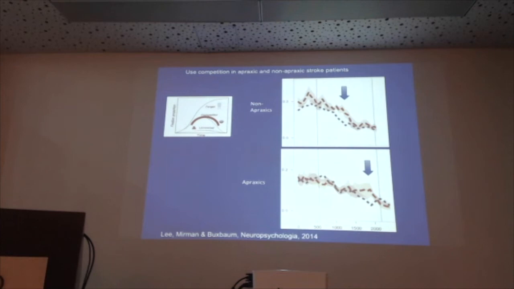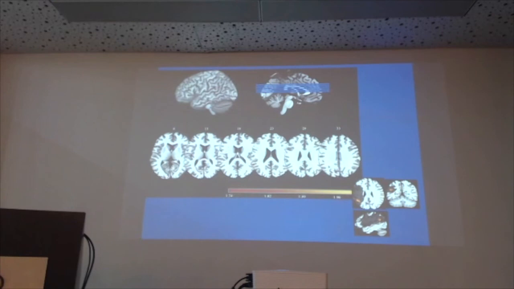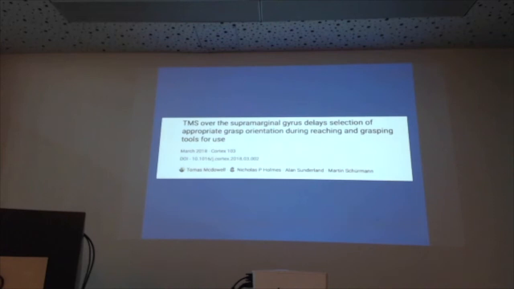And the lesions associated with this abnormal pattern are in the SMG. Recently, there've been several papers about the SMG and action selection. Here's an example. If you zap the SMG, you reduce the ability to orient the hand correctly for use. So we know this is a region for action selection.